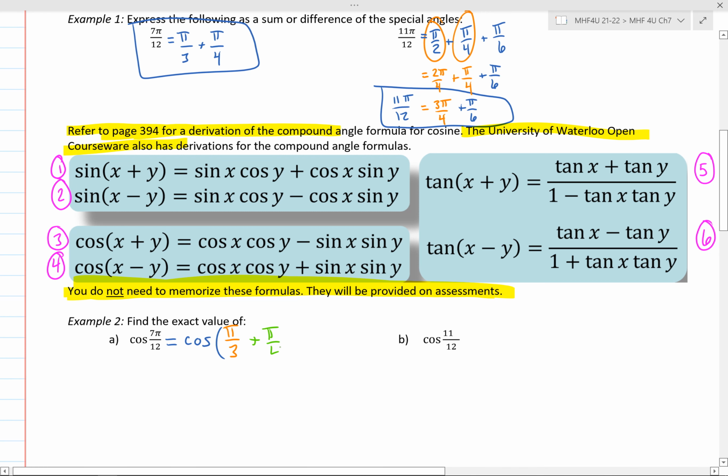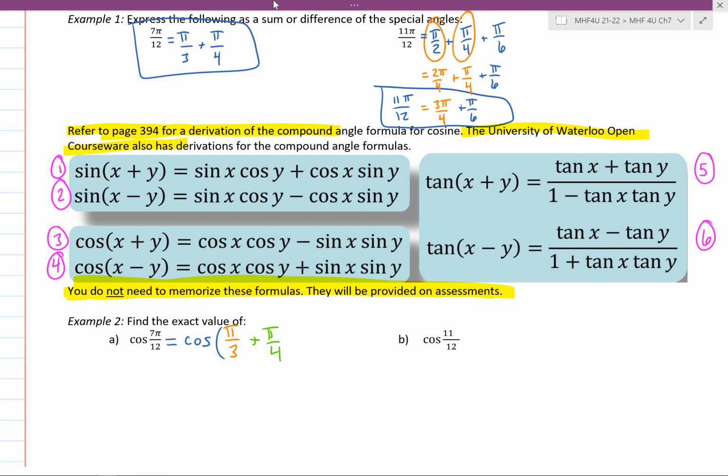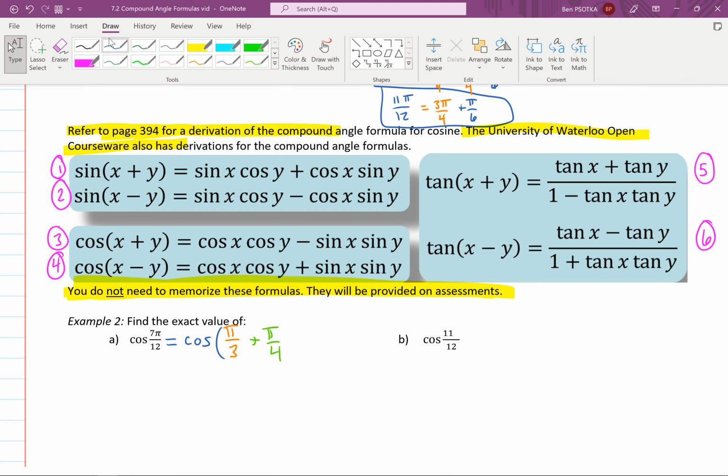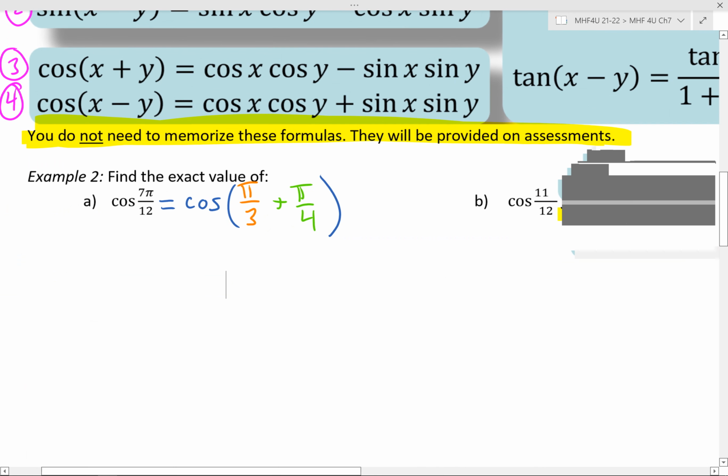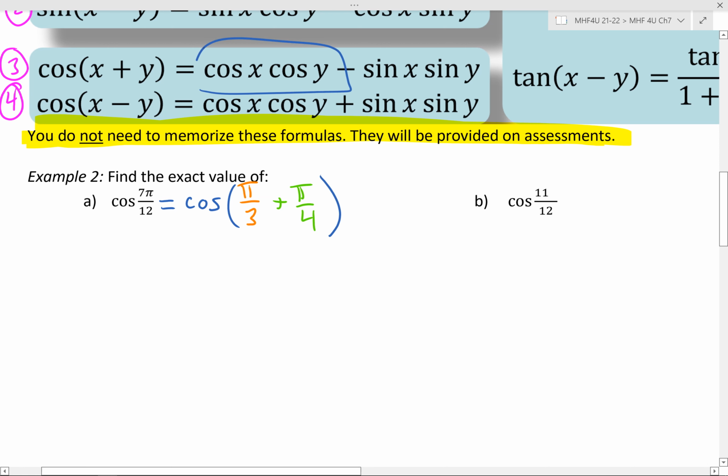Well, one of our compound angle formulas listed above is also a sum of 2 angles inside a cosine function. Which one is that? I'm hoping you found it by now. It's formula 3, where we're working with a cosine function right here, and we're working with 2 angles adding together, that's here and here. All right, so we're working with equation 3. Equation 3 tells us that the cosine of x plus y is equal to the cosine of x times the cosine of y minus the sine of x times the sine of y. So we'll work exactly with that.